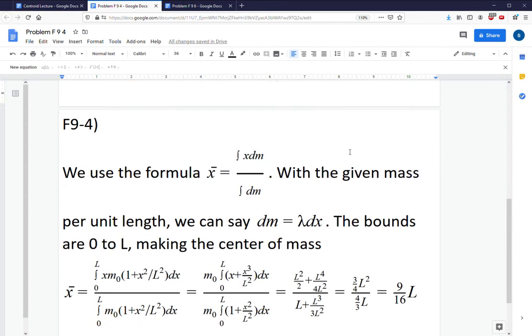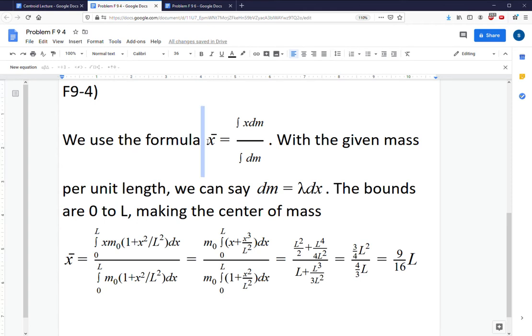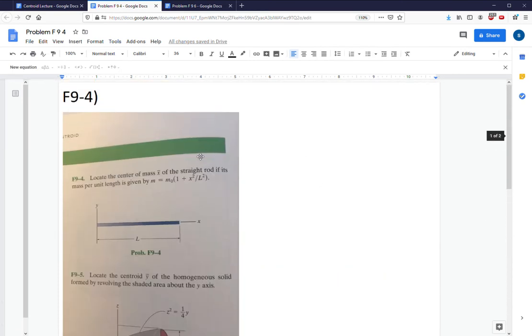So since we're trying to find the center of mass, we want to use the center of mass formula. We could find the center of mass as a vector, but it said specifically it wanted x bar, which means the x component of the center of mass. So for that, we take the integral of x dm over the integral of dm. Now mass is given as a function here. Mass is equal to m naught times 1 plus x squared over L squared.